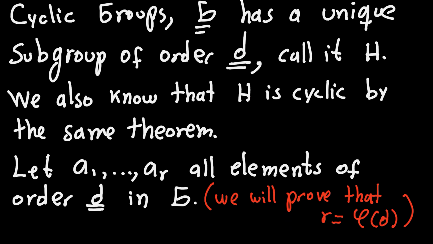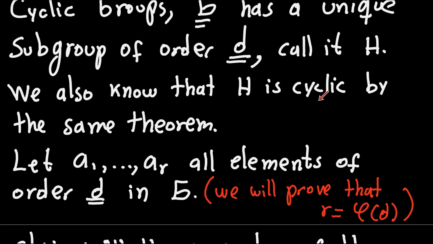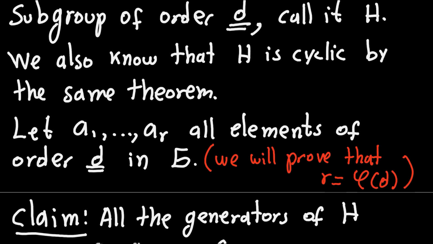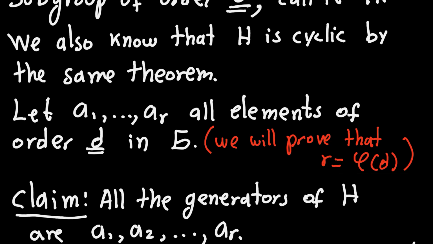We also know that that subgroup is cyclic. That's also by the fundamental theorem, because any subgroup of a cyclic group is also cyclic. If you don't remember this, you have to go back and check that video lecture. All right, so let's go with the proof. I have to count the number of elements of order D. The number of elements of order D in G is going to be finite because G is finite. So let's label the elements of order D as A1 through AR. These are all the elements of order D in G.